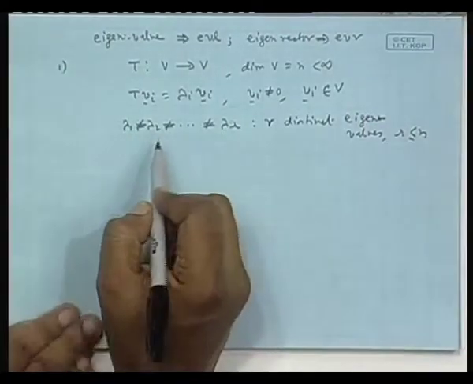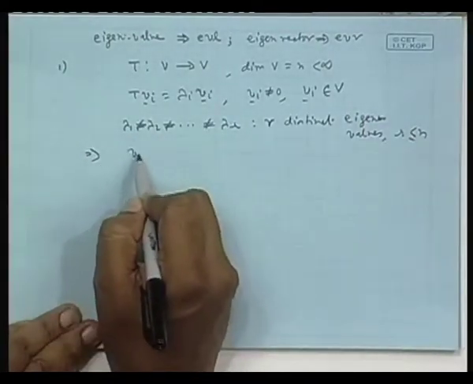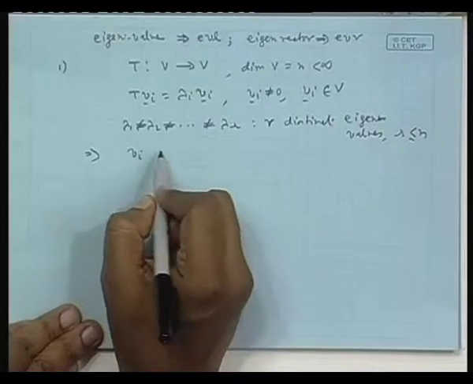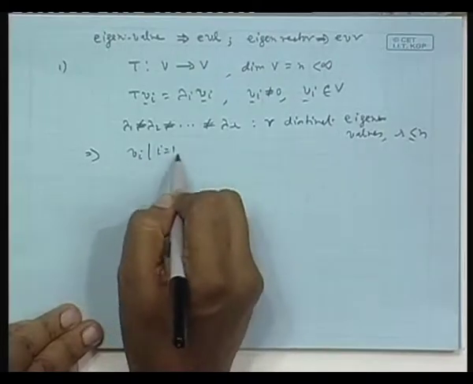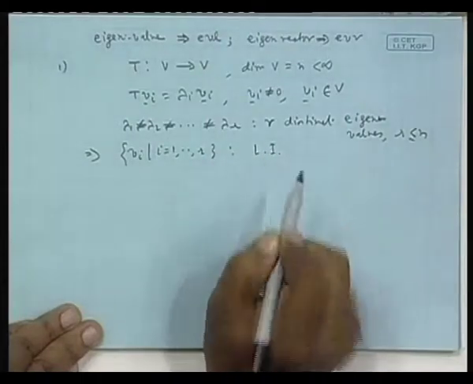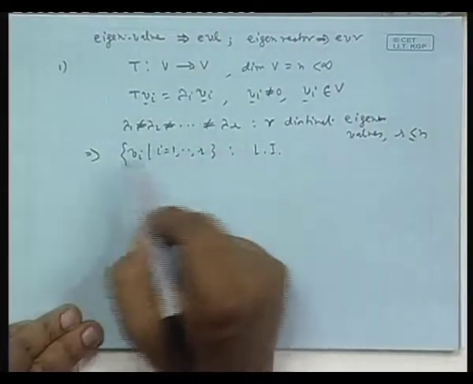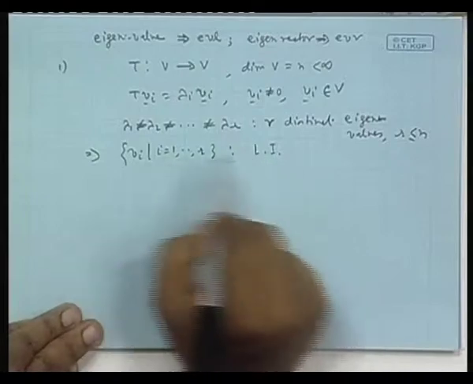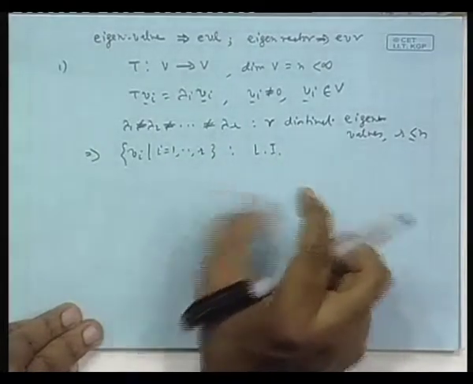Then we have seen that the corresponding eigenvectors V_i, i equal to 1 dot dot dot r, are linearly independent. That is, eigenvectors corresponding to different, distinct eigenvalues are linearly independent. We have seen that last time.